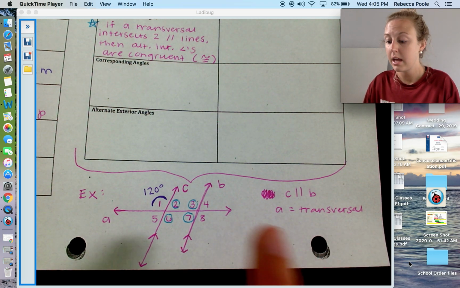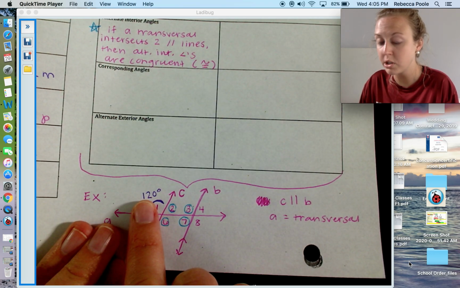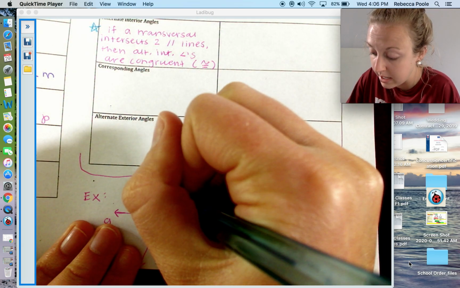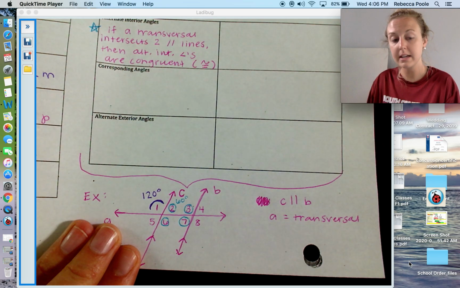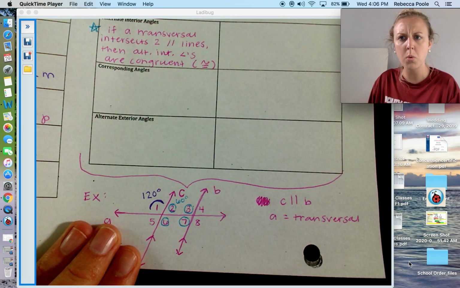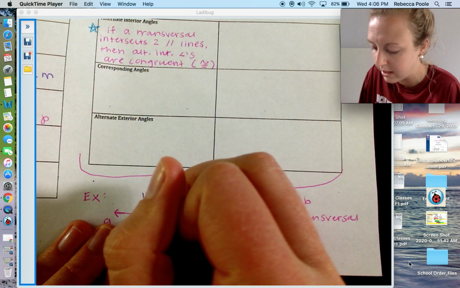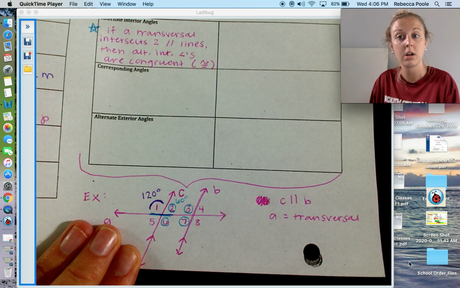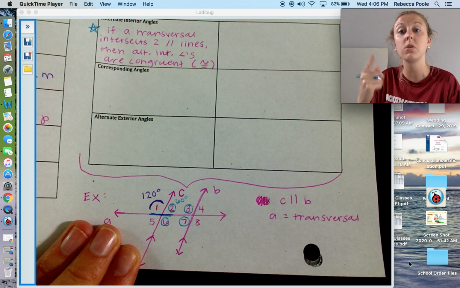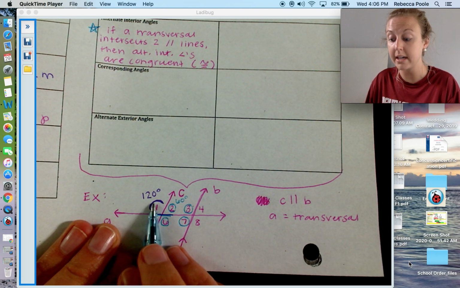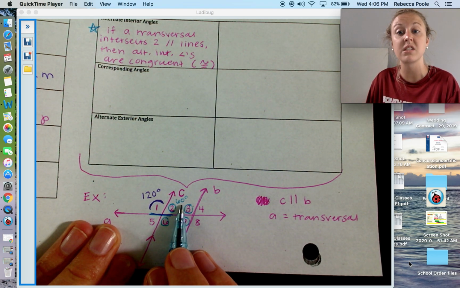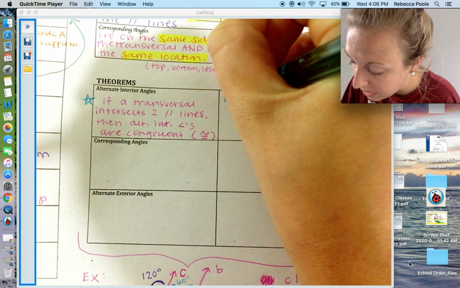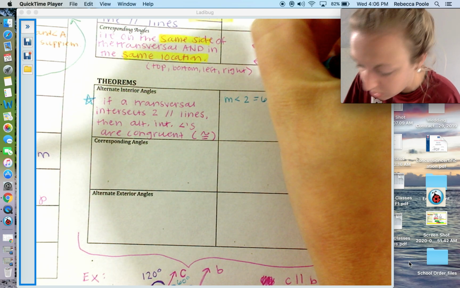Now, if angle 1 is 120, we should know that angle 2 is 60. And if you're saying, whoa, wait a minute, why is 2 60? Look at this. Don't the two of those make a straight line together? Which means they should add to 180. So 180 minus 120 that we know, that means there's 60 left over, right? So measure of angle 2 equals 60 degrees.